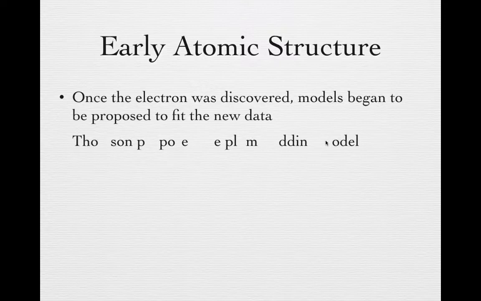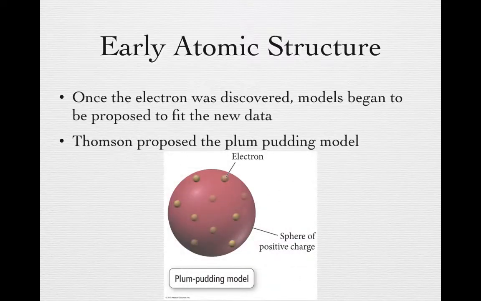And so some new models started to come out, and Thomson, since he was the one who discovered the electron, also proposed the very first atomic structure model outside of just a hard sphere. So he proposed something that's called the plum pudding model. The plum pudding model was just this idea of a sphere of positive charge with a bunch of electrons in it. It's called plum pudding because plum pudding is like a pudding with a bunch of almonds or raisins in it. So that's kind of how we saw the atom.